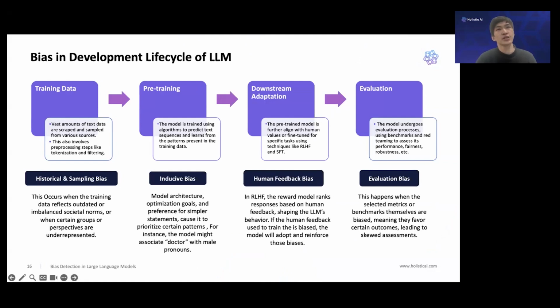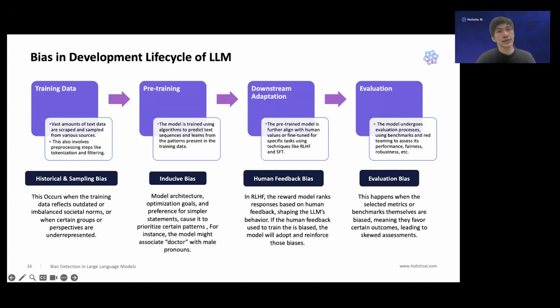So during the training data stage, vast amounts of text data are scraped, collected, preprocessed, and tokenized to serve as a foundation of model training. However, this is also where historical and sampling bias often arise. When data reflects outdated societal norms or lacks diversity, certain groups or perspectives may be underrepresented. For example, if the majority of training data comes from Western sources, the model may lack representation of non-Western perspectives, leading to a biased response on topics relevant to those underrepresented groups.